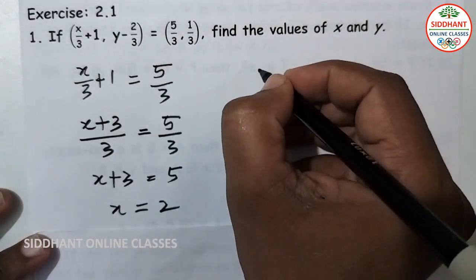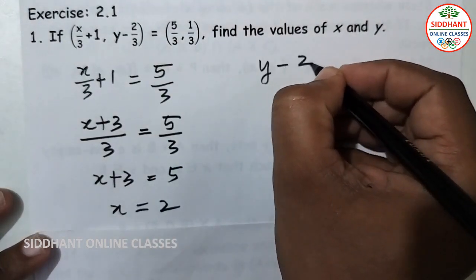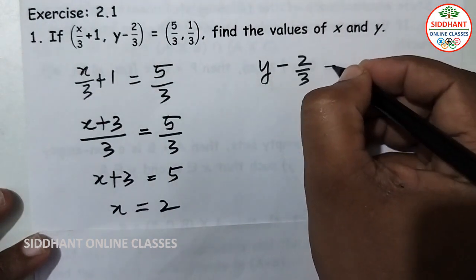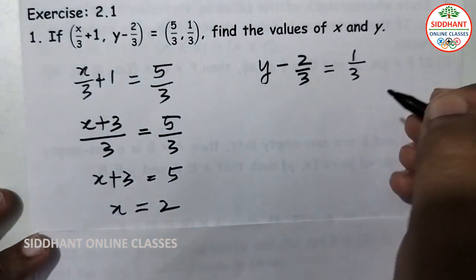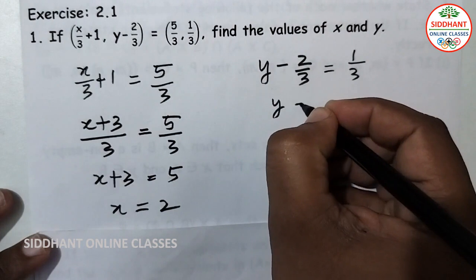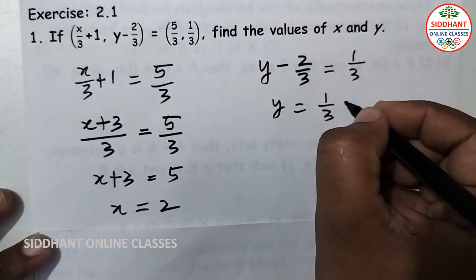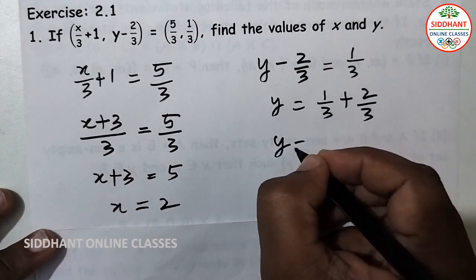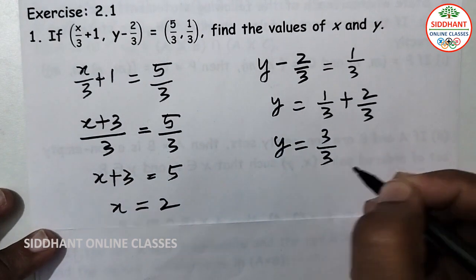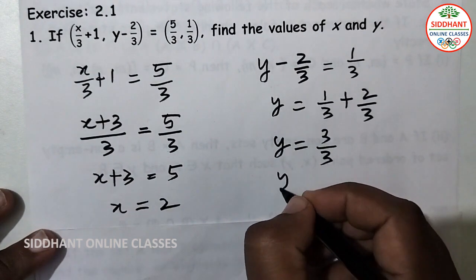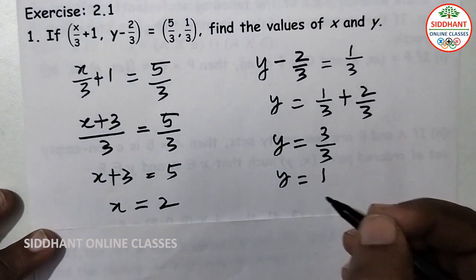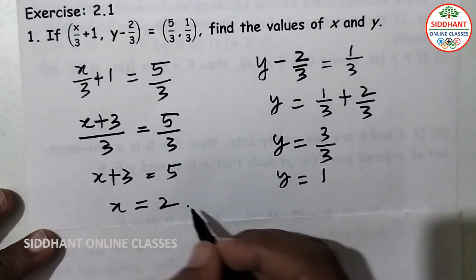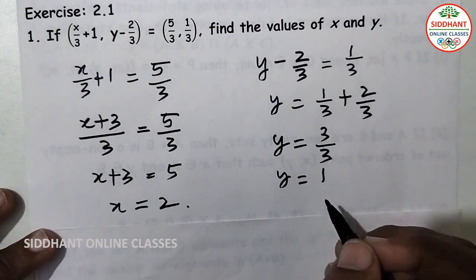Similarly, (y - 2)/3 equals 1/3. Y equals 1/3 plus 2/3. Y is equal to 3/3, then that is equal to 1. So x is 2, y is 1.